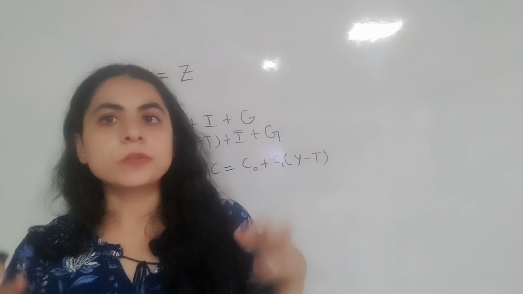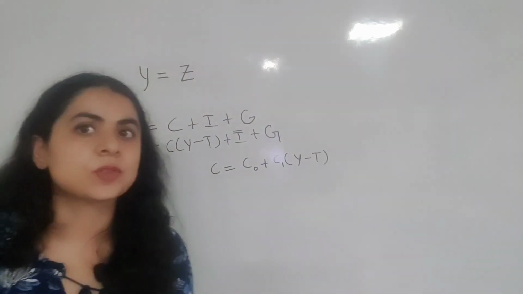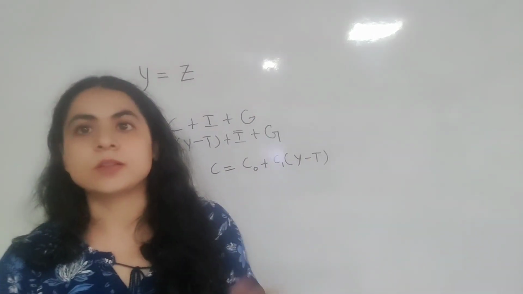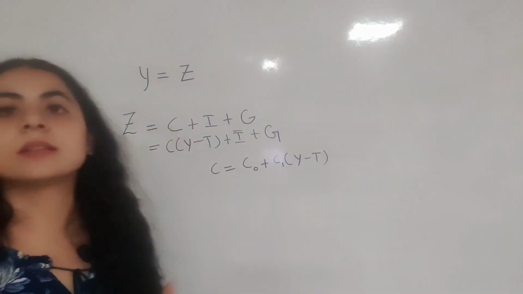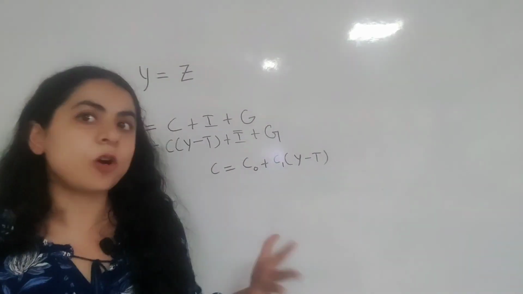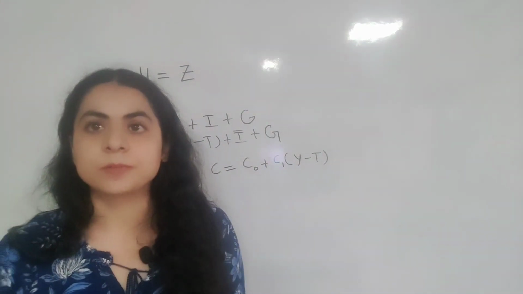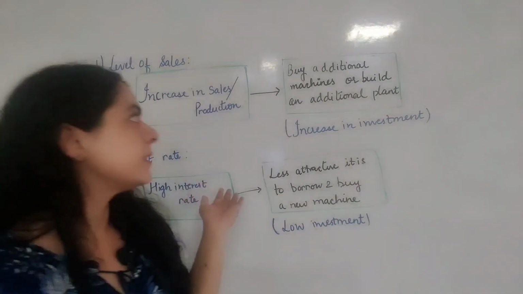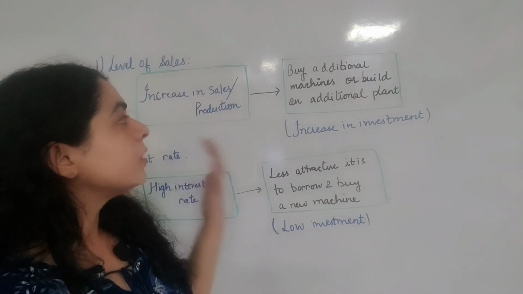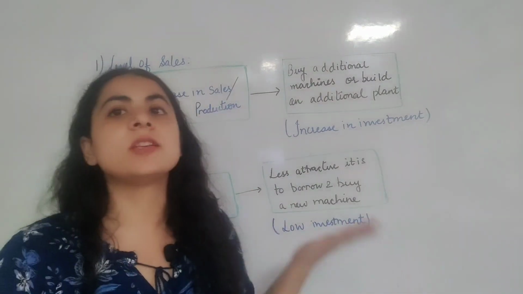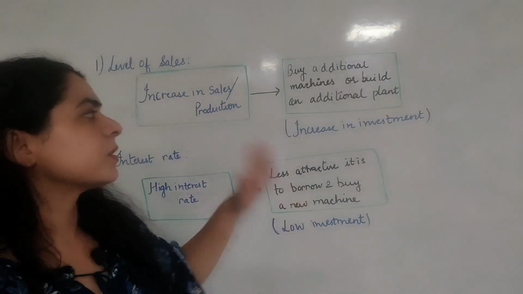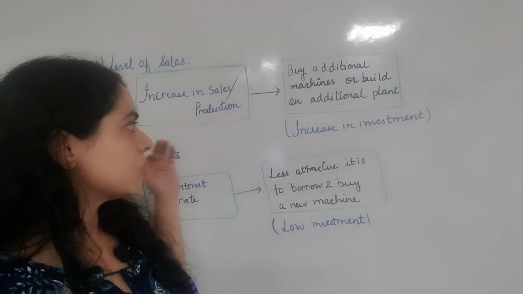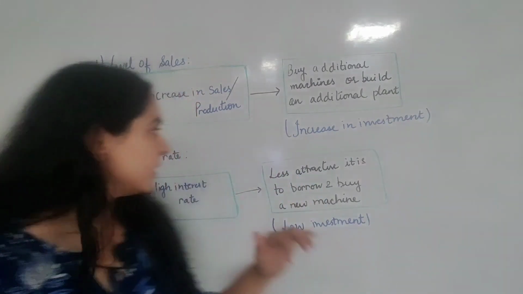In the earlier model, we assumed investment as constant for the sake of simplicity, but in reality, investment is far from constant, and here we'll assume that investment depends primarily on sales and interest rate. Investment primarily depends on these two factors. First is the level of sales. With an increase in sales, the firm may look at buying an additional machine or building an additional plant. So we can say that with an increase in sales, there is an increase in investment. But a firm which is not facing an increase in sales may not increase its investment.